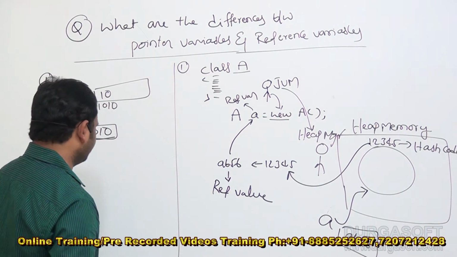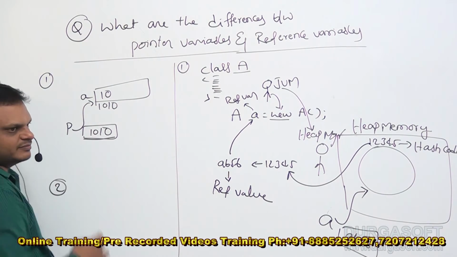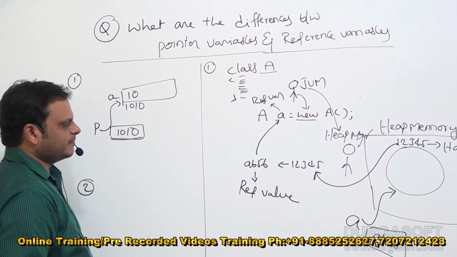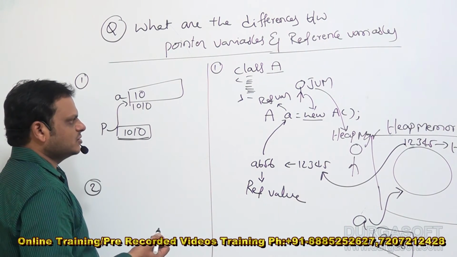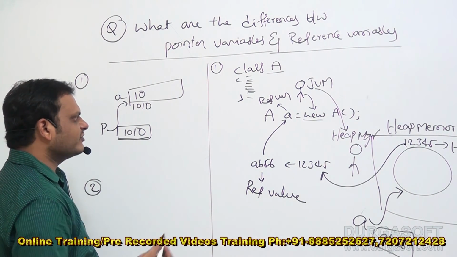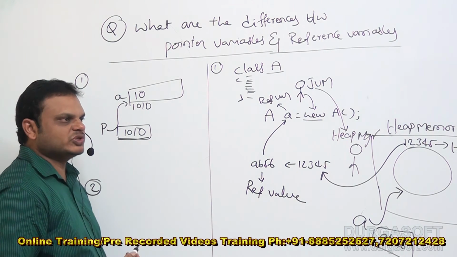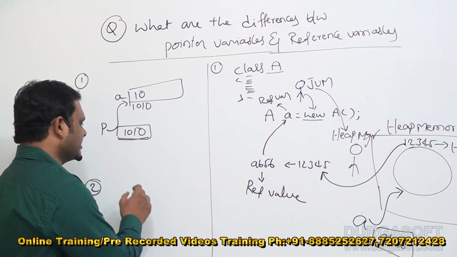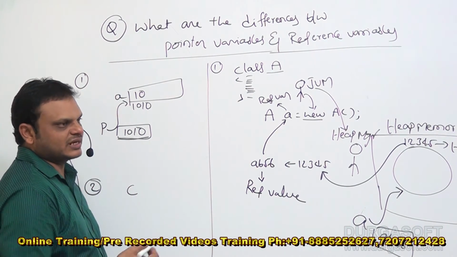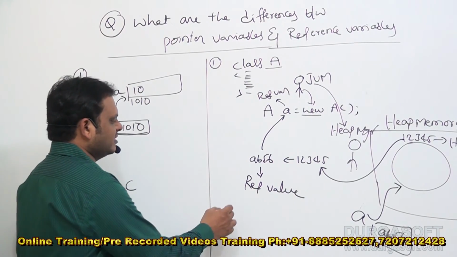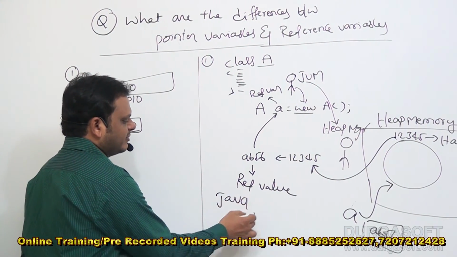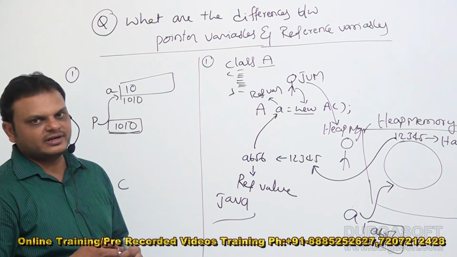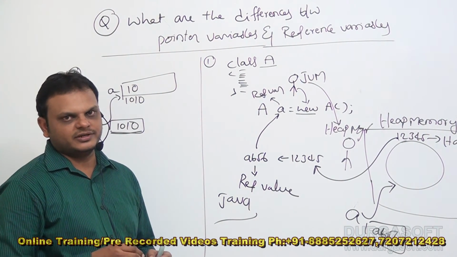This is one point. Difference number 2: pointer variables are recognized and initialized at compilation, but reference variables are recognized and initialized mainly at runtime. Pointer variables we mainly consider in the C programming language, and reference variables we mainly consider in the Java programming language. So these are the overall differences between pointer variables and reference variables.